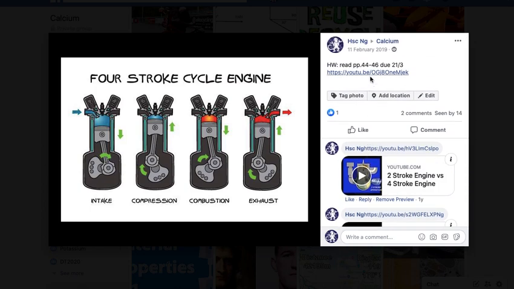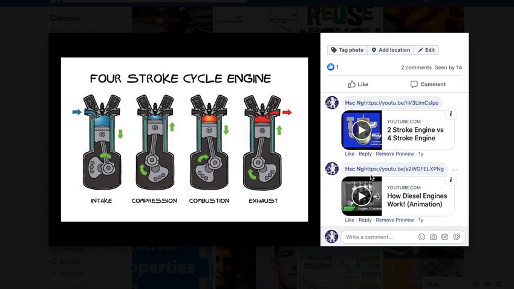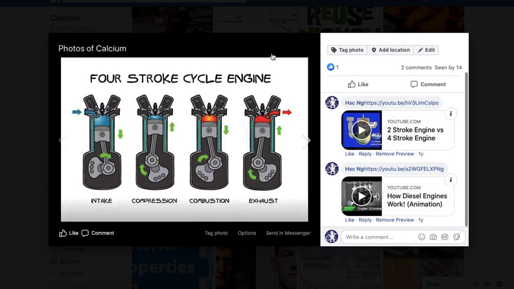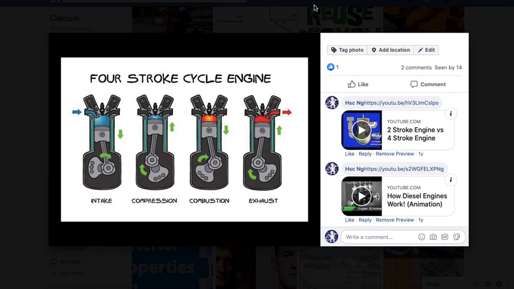So this is the video on 4 strokes. This is the video on 2-stroke engines and how they're different. And then this is the video on diesel engines. So that's something we're going to look at. It's not really explicitly in the syllabus, but we'll cover it anyway.